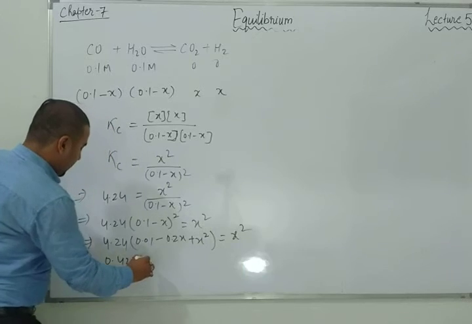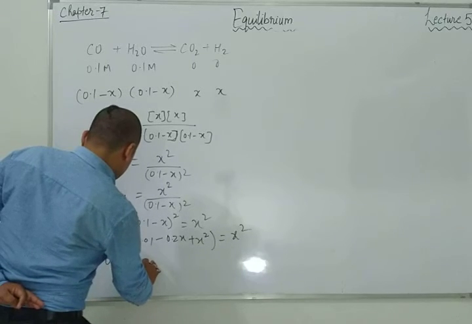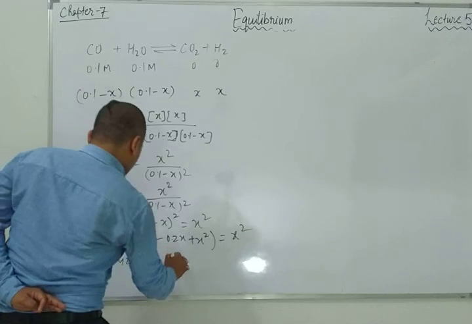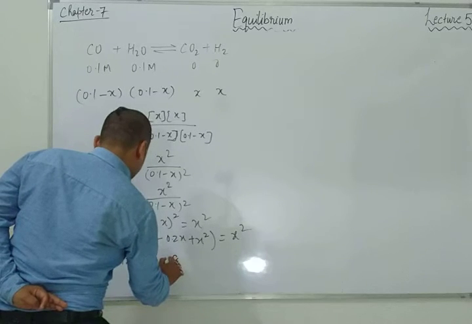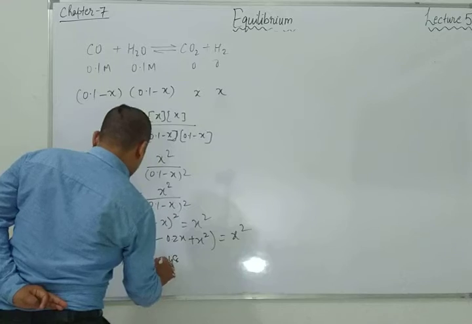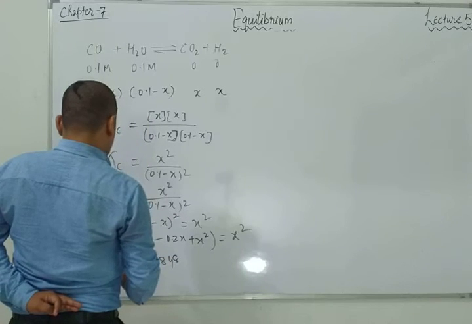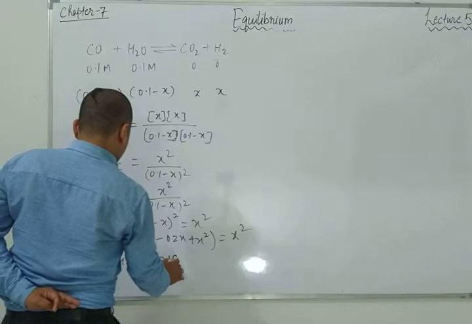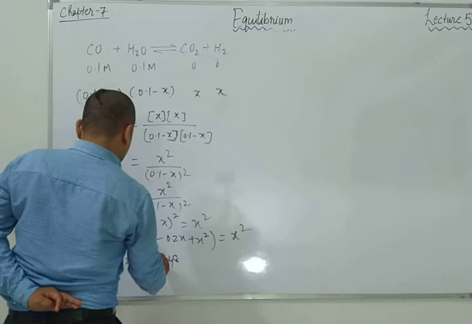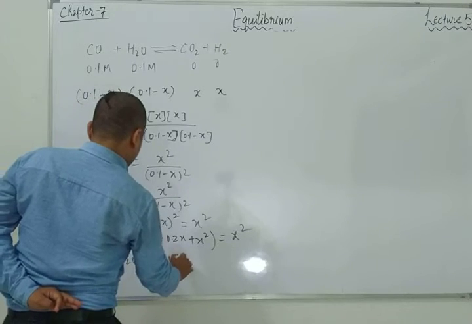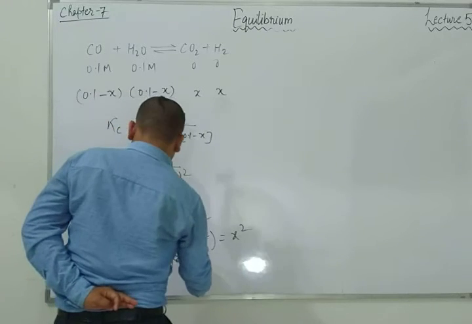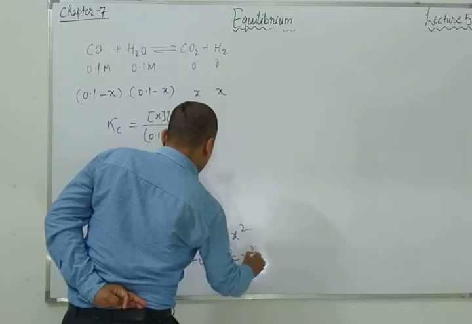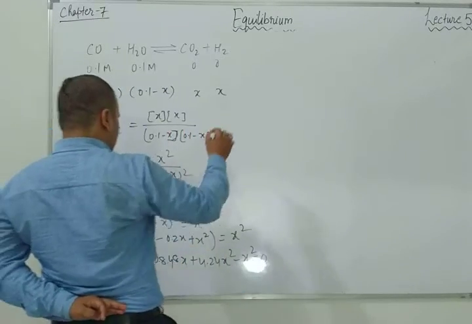Now it will be after 4 zeros, means 0.424 minus 2 and 3 zeros, so 8, 4, 8, 2 and 3 zeros, 0.848x and plus 4.24x square minus x square is equal to 0. Now this became a quadratic equation.